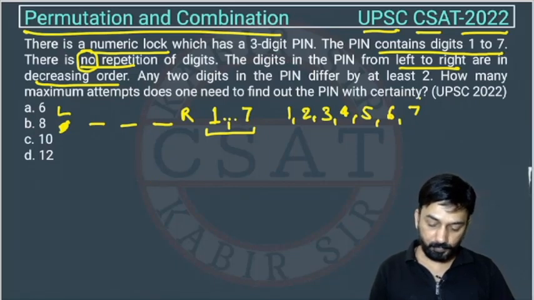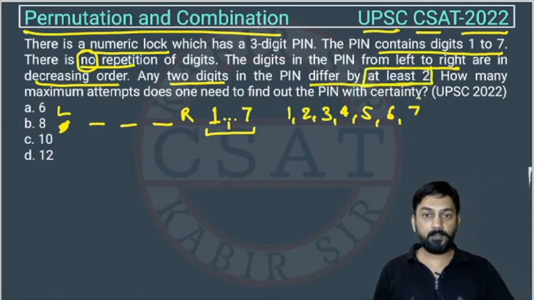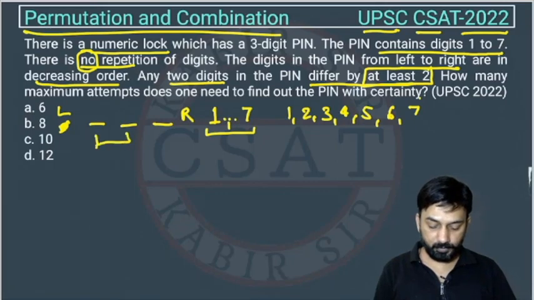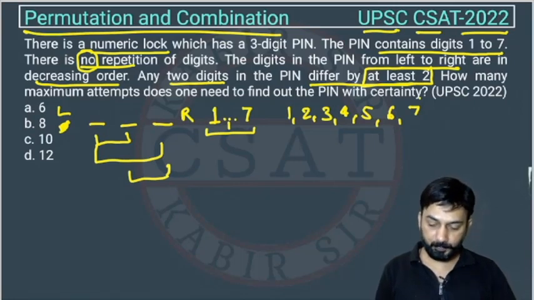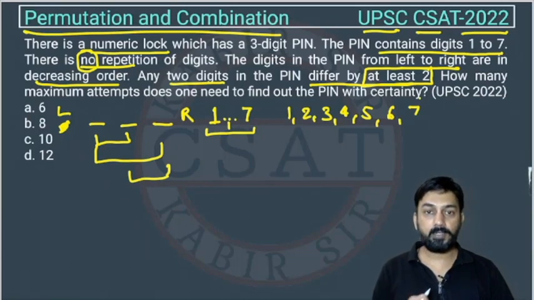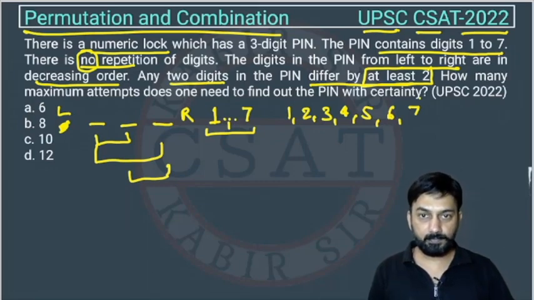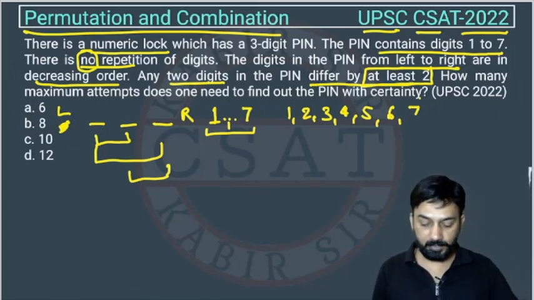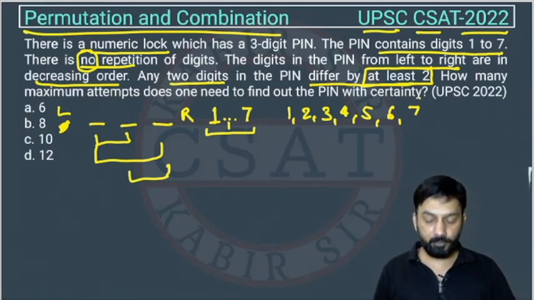Okay, now any two digits in the pin differ by at least 2. Now one more condition, that any two digits, this or this or this, they differ by 2, at least 2. The difference can be more than 2, right? So how many maximum attempts does one need to find out the pin with certainty? If somebody wants to open this lock, how many attempts, or you can say how many passwords can be generated? जितने password generate होंगे उतने number of attempts somebody will try to open it, right?